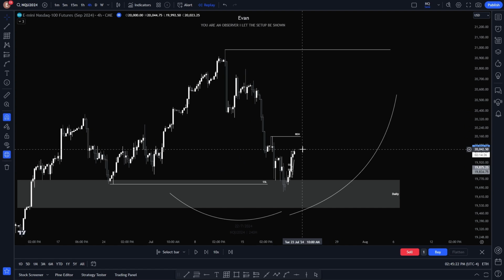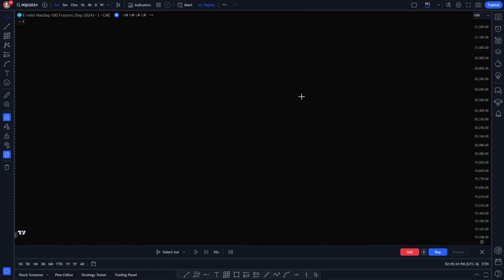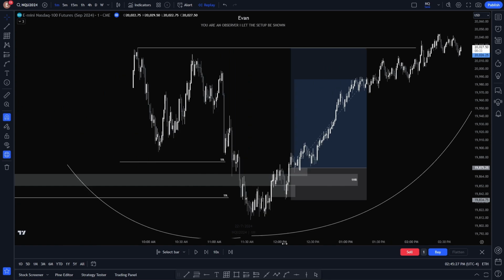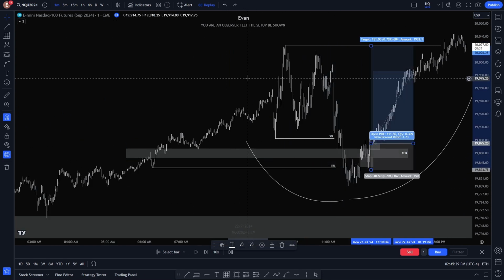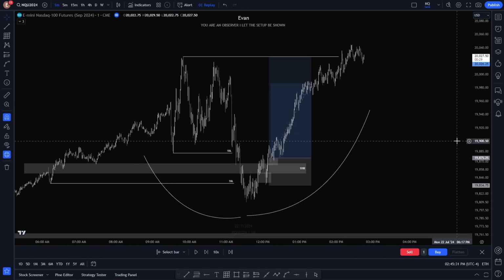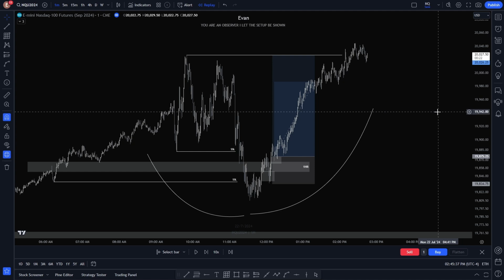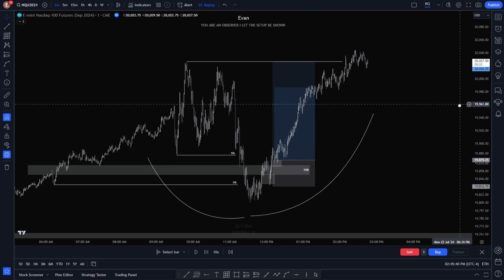So what does this and this have in common? I'll give you guys a few seconds to think about that. What do those two models have in common?